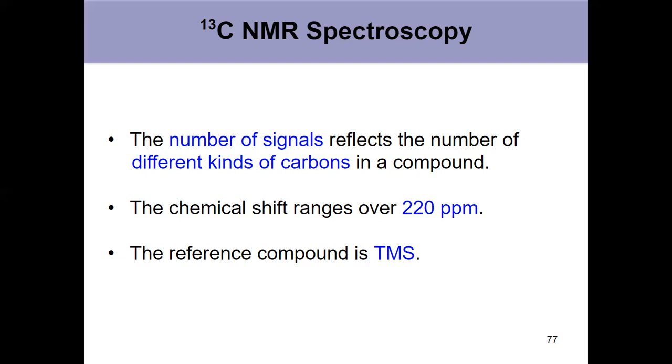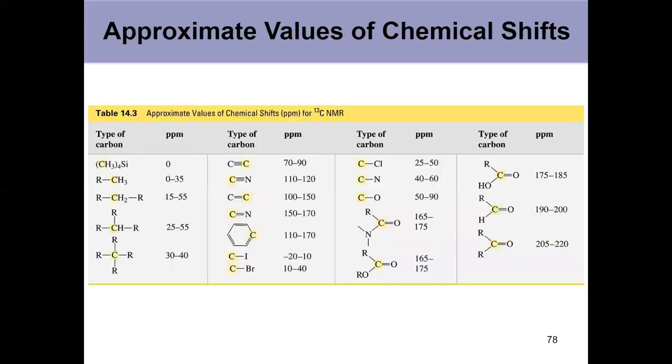because the number of signals that we get, the number of peaks, reflects the number of different kinds of carbons we have, just like proton NMR. It goes over a much broader range of ppm. Proton NMR was 0 to 12. Here we're going 0 to 220. So that much greater range makes it a heck of a lot easier to identify different carbons. And we still use the same reference compound, tetramethylsilane.